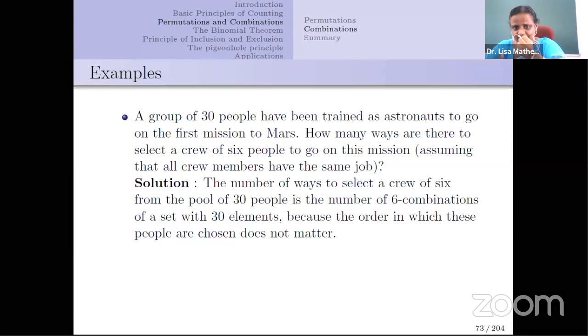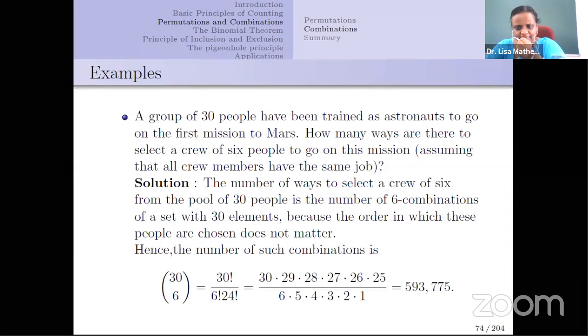Now, please note, suppose I had not said that all crew members have the same job. That is, suppose I have a captain and each member of the crew has a particular, distinct job. Then what I would have wanted is not a combination. I would have looked for a permutation. So this is the basic difference. So the number that I want is this 30C6, which I can simplify, and I get this value.